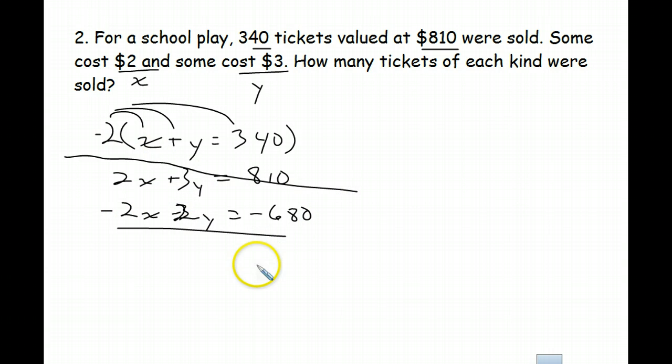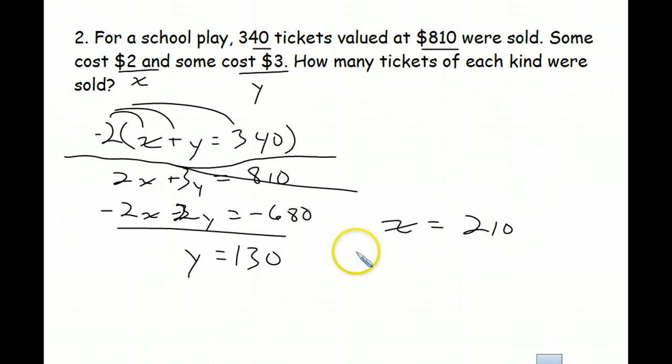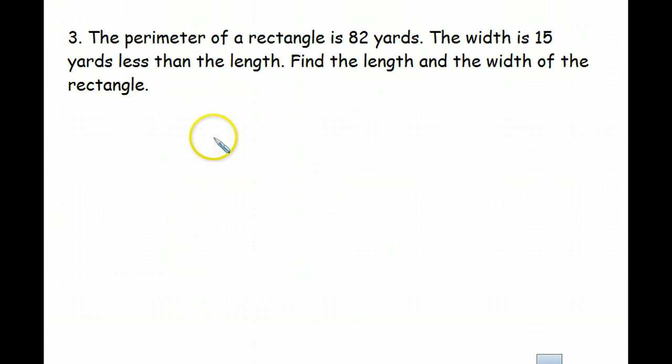I can work with these two right there. Okay, so 3 minus 2 is 1y equals 810 minus 680 is 130. So if I have 130 of the $3 tickets, then I should have 210 of the $2 tickets, since I have 340 altogether.